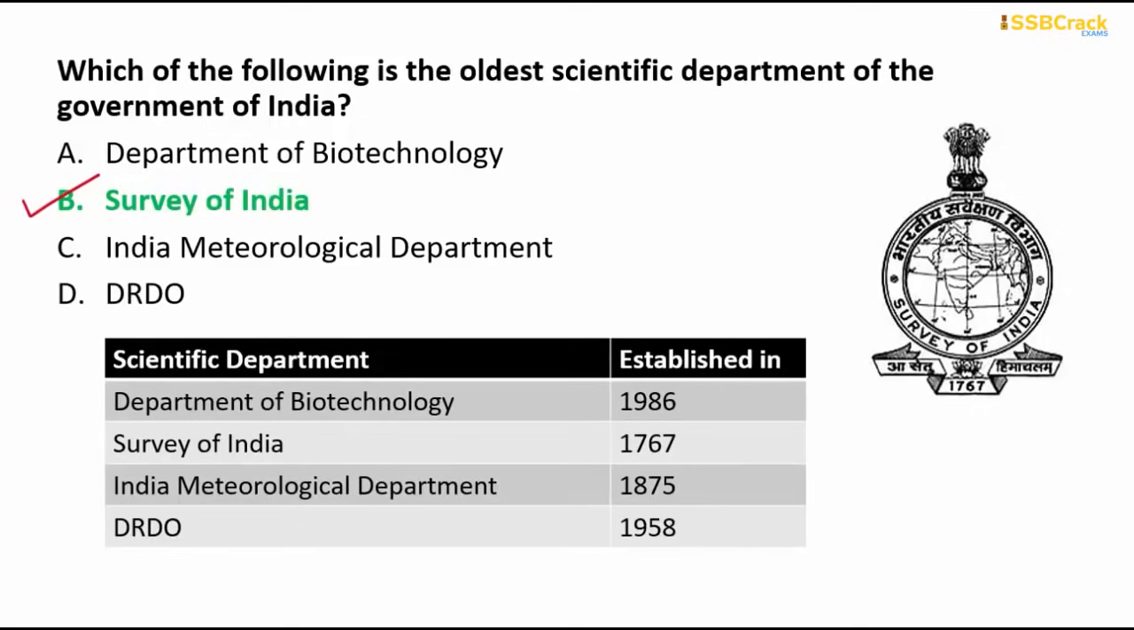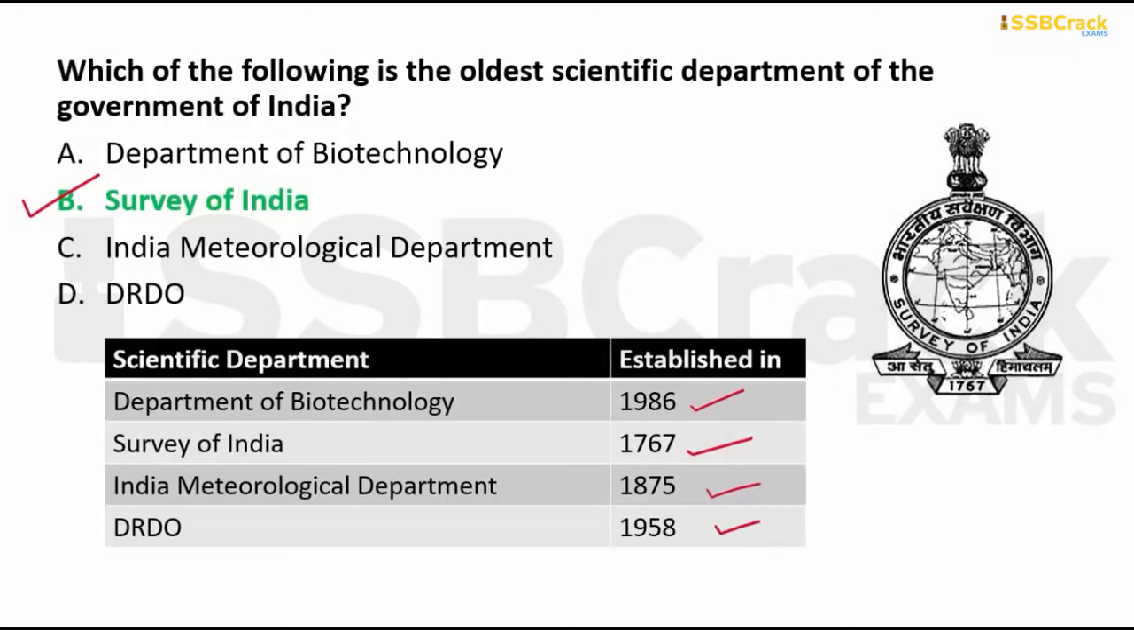Survey of India is the completely oldest, and the first and foremost scientific department of the government of India. If you go through the establishment dates, the Survey of India was established in 1767, whereas the Department of Biotechnology was established in 1986. India Meteorological Department was established in 1875, and DRDO was established in 1958. So through this information, it is clear that Survey of India is the oldest scientific department of the government of India.